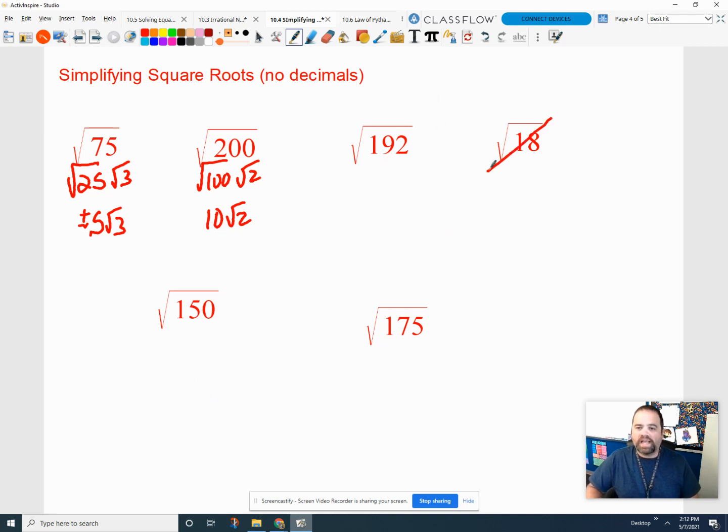I already did 18. We'll skip that one. 175. I'm holding off on that 192 because I don't know what it is off the top of my head. 175 is 25 times 7. So that is 5 square root 7. Don't forget the plus minus.